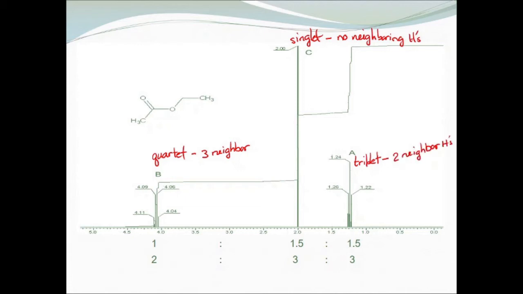So then how do we put these pieces together? The next step that we use for the assembly is to look at the integrations. We measure the height of that integral trace, of that integral curve. We get a 1 to 1.5 to 1.5 ratio. Again, we can't have half hydrogens. So that means this represents 2 hydrogens, 3 hydrogens, and 3 hydrogens. In other words, this is a CH2.